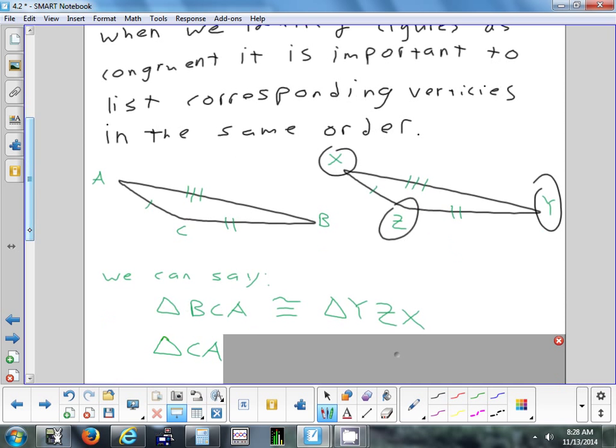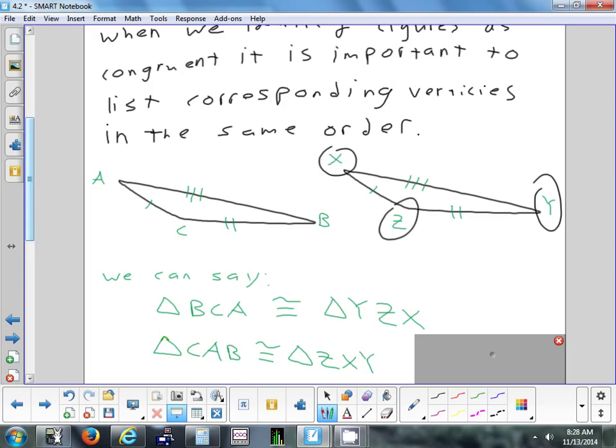Okay, how about, what if I did triangle CAB? And I said that is congruent to, what triangle would CAB be congruent to? Selena? Yep, ZXY. Has to be in that order. Any question on that? So this is what you call a congruent statement.